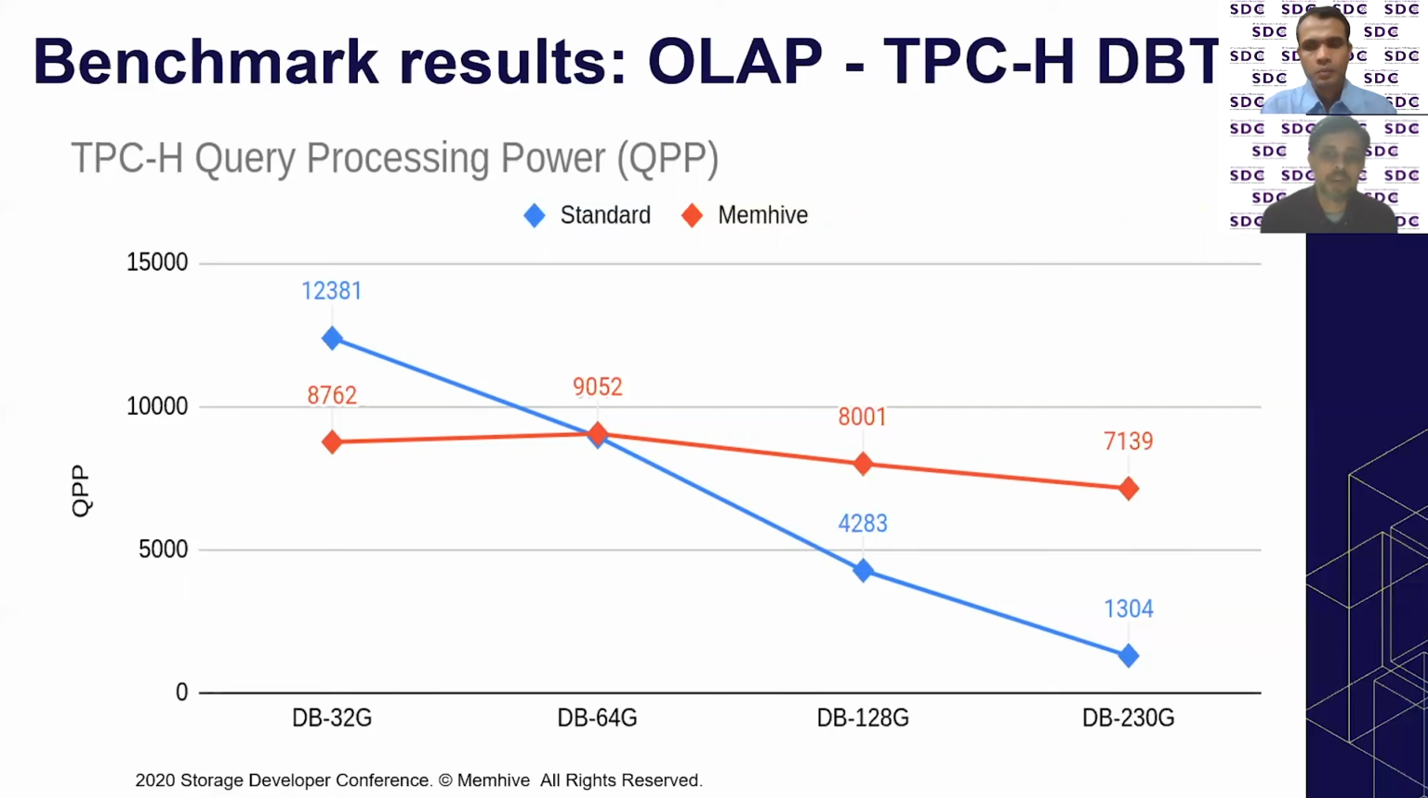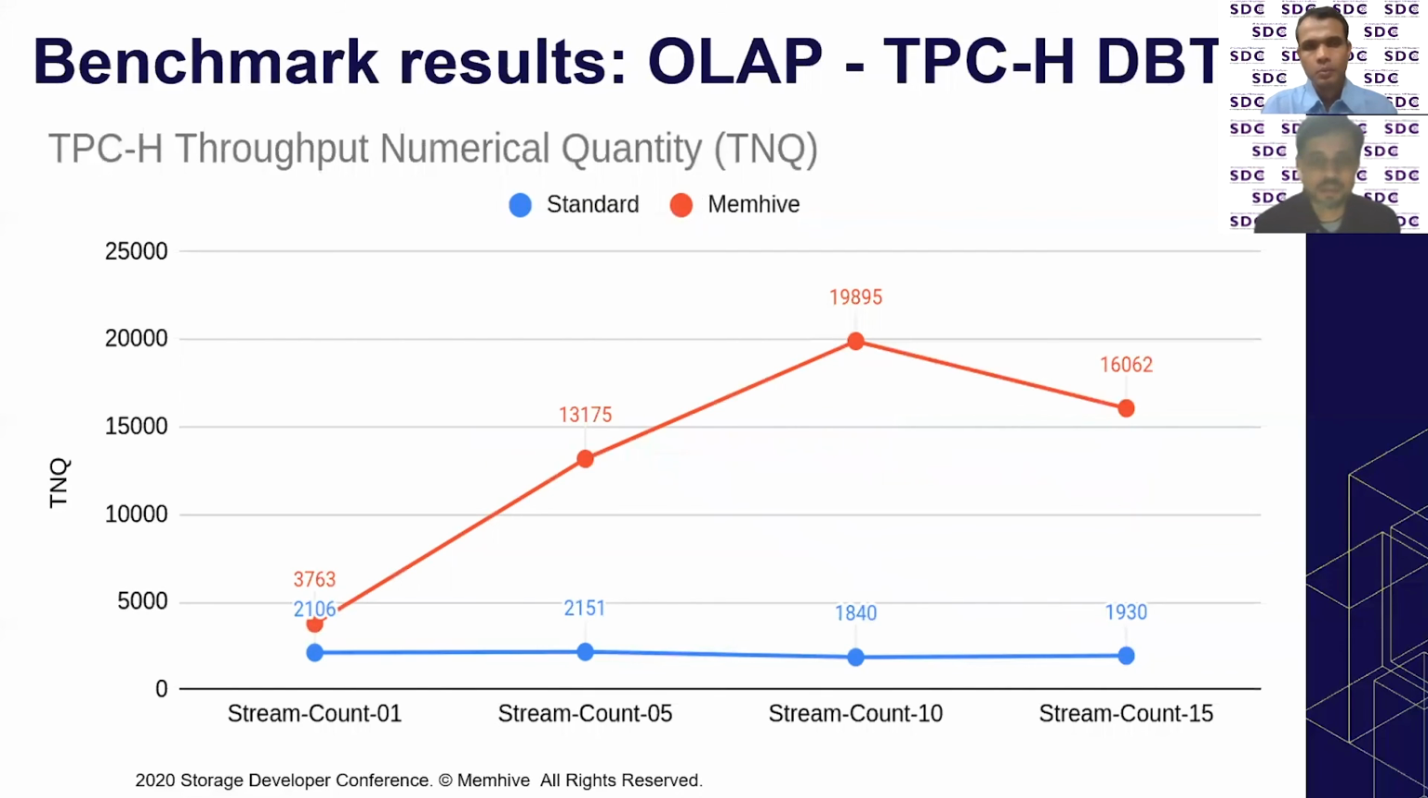But since we have a persistent cache which can actually scale to really large sizes, we can see that at the 230 gigabyte size, you can almost see there is a 5x performance with respect to the QPP with MemHive.